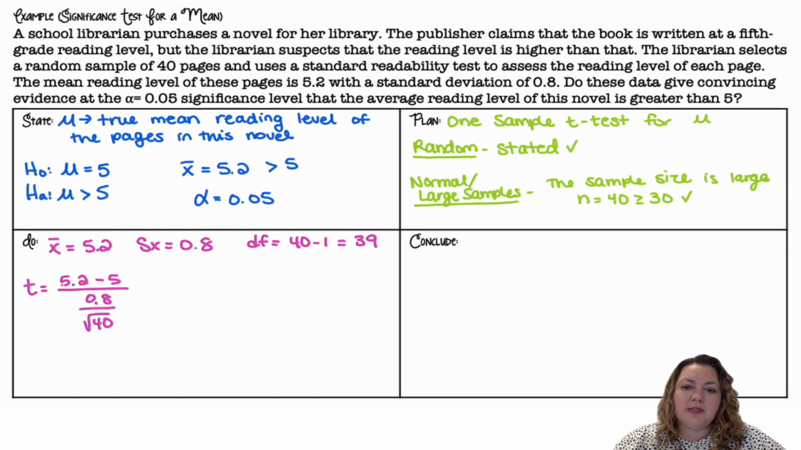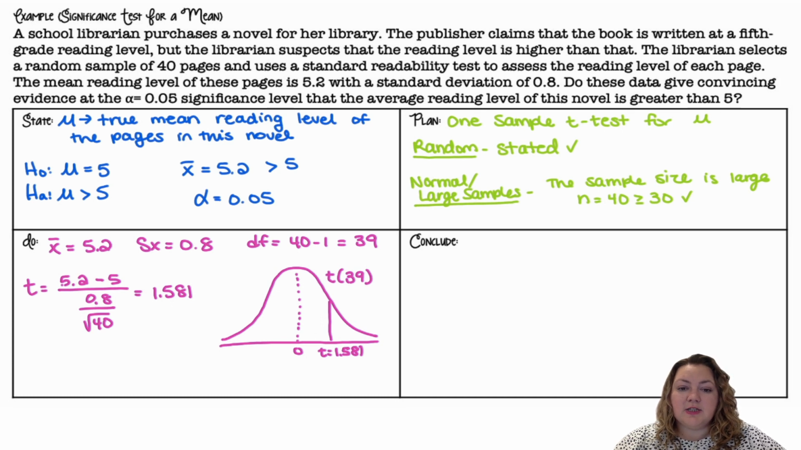If I calculate my test statistic using the formula, this formula is on your reference sheet, 5.2 minus 5 over 0.8 divided by the square root of 40, I get 1.581. If I draw this, it's a t-distribution with 39 degrees of freedom. I put 0 here. I'm going to go to my test statistic, which tells me how many standard deviations I am from the mean, and shade above because it's a greater than test.